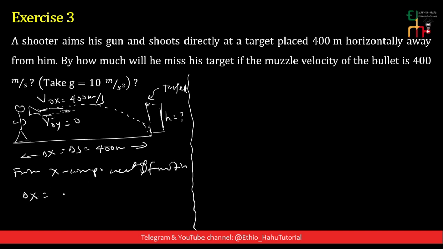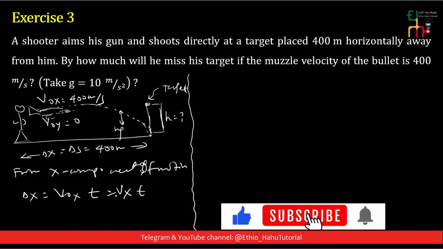From x component of motion, delta x is equal to v naught x times time, because the horizontal component of the velocity of the projectile remains the same. In the absence of air resistance, the only net force acting on the projectile is gravitational force at every point. Horizontally, we don't have net force. Due to the absence of this net force, the horizontal component of the velocity of the projectile is unchanged. That's why v naught x is equal to simply vx times t, where vx is the velocity of the projectile at any instant of time.